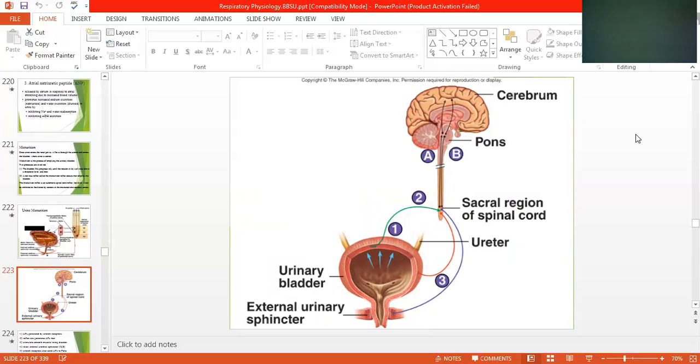Now, if you see from the top to the bottom, this is all controlled by the cerebellum, the cerebral cortex, and then it will come to the pons, which is a part of the brainstem, and then the sacral region of the spinal cord, at the back, at the lower side. Sacral region means there is a sacral bone, and on the bone there is a bunch of nerve plexus, which is known as the sacral plexus. From there, the nerve supply will go to the ureter, urinary bladder, and external urethral sphincter.